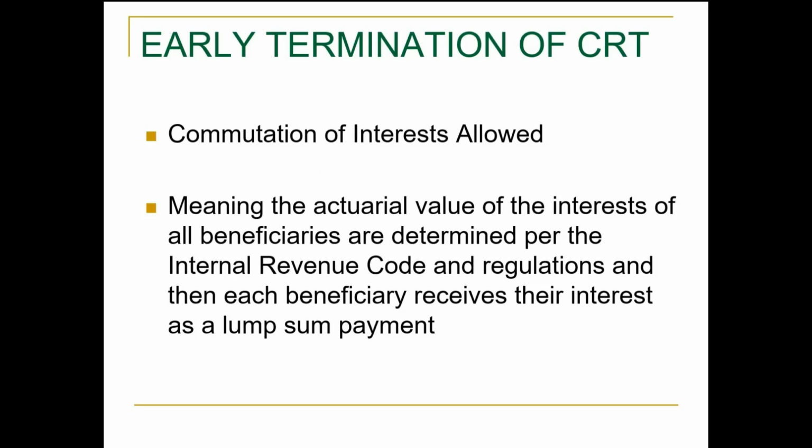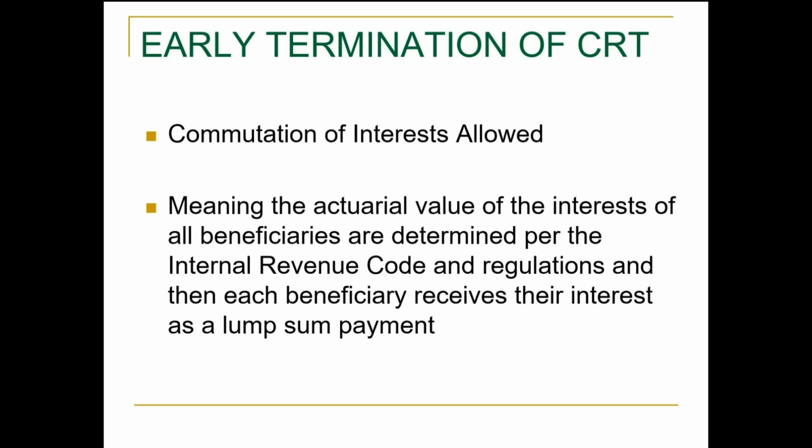So how does this work? How do you terminate a CRT early? And you see the term computation of interest allowed. Well, gosh, what does that mean? Well, what that's saying is, keep in mind that with the CRT, we have a split interest. Donors got this income interest, if you will, and then the charity has the remainder interest. When we say computation of interest, what we're saying is we're going to basically determine what those values are, and then we're going to have a payout.